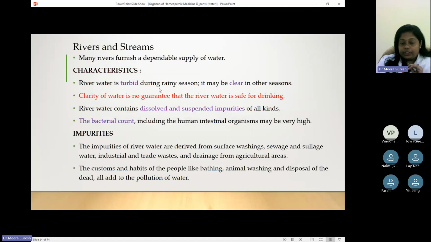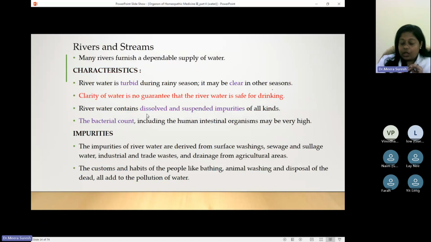But the river water is turbid during the rainy season, and it may be clear in other seasons. Clarity of water in a river is no guarantee that the river water is safe for drinking. Earlier we mentioned the presence of cyclops. When a water body is infested with cyclops, which can cause dracunculiasis or Diphyllobothrium latum, the fish tapeworm disease, the water is so clear, so sparkling. But that doesn't mean the river water is safe for drinking.